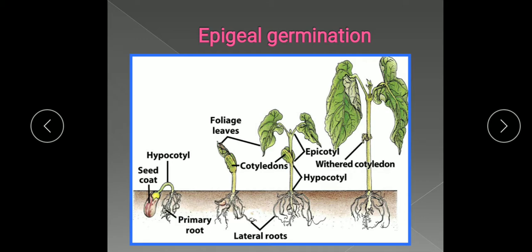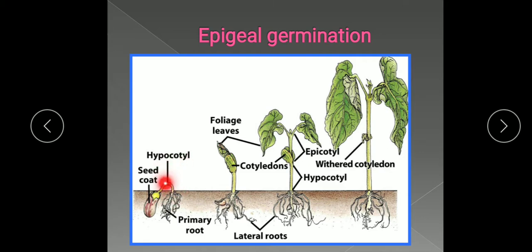The region of the axis below the cotyledon is the hypocotyl, and the region of the axis between the attachment of the cotyledon and the plumule is the epicotyl. I already told you the two regions in the seed, hypocotyl and epicotyl. So in this case, the hypocotyl elongates rapidly. This is the lower part of the embryo plant, which is known as the hypocotyl.